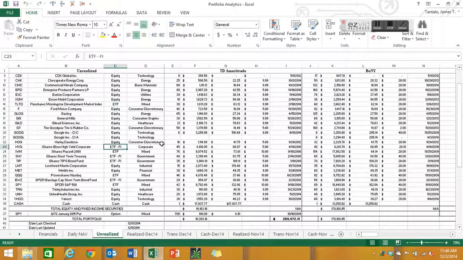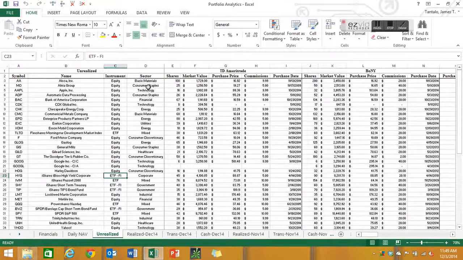And down here you see ETF-FI. The FI stands for fixed income. These are our bonds. These are ETFs that cover corporate and government bonds, and I'll get into a little bit of that over here in the sector, and also when we get into the next video, which is going to be the diversification spreadsheet. This sector over here, like I said before, we've got 10 different sectors.